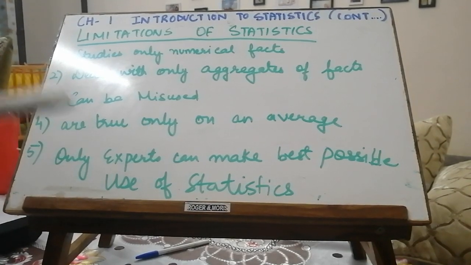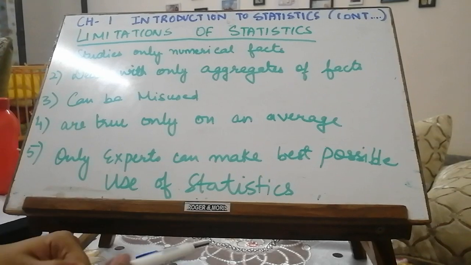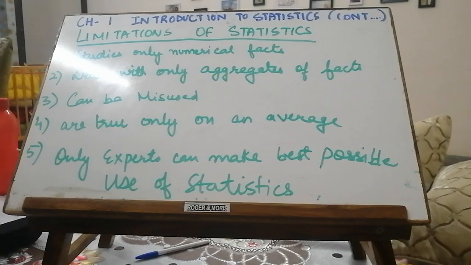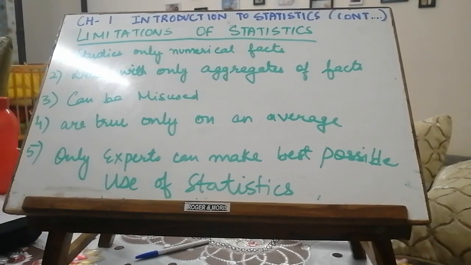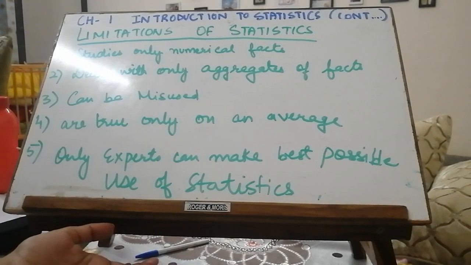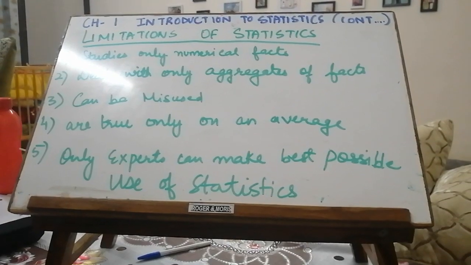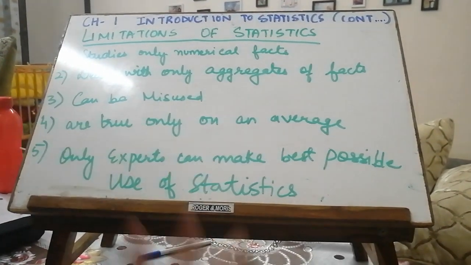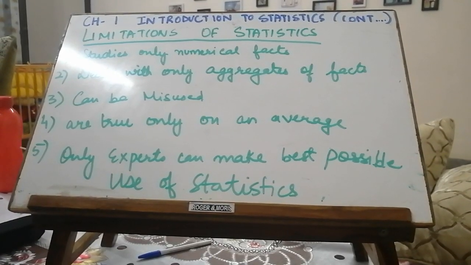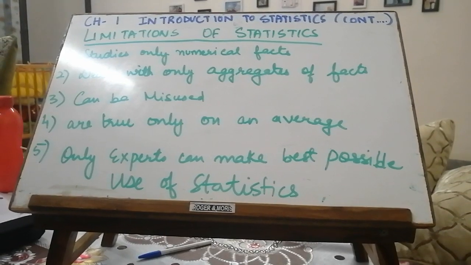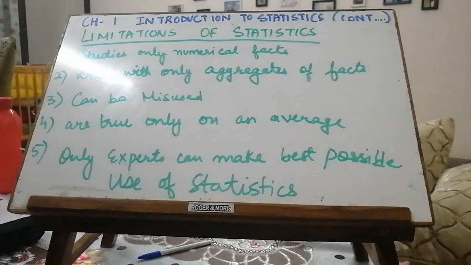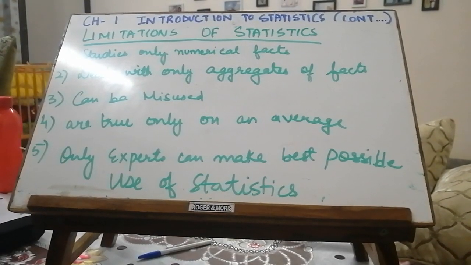Then second, it deals with only aggregates of facts. Like I have told you that just having one number, like you tell me that you scored 80 marks in a particular subject A, is not going to help me in doing any analysis, because I don't know what scores you have been getting in the past, or what the scores of your other subjects are, or how much the other students have scored. So I cannot analyze just based on one number. I need to aggregate a lot of numbers together so that I can compare and then analyze.